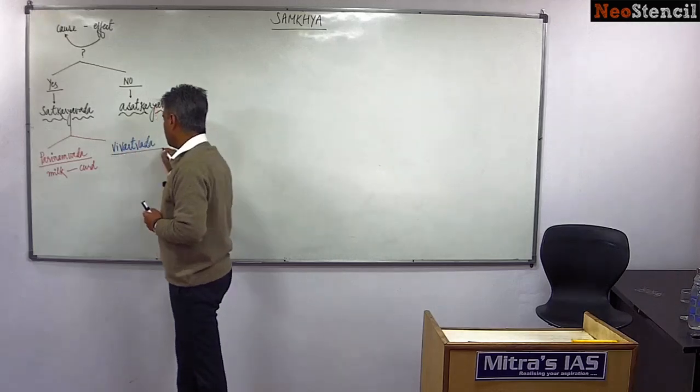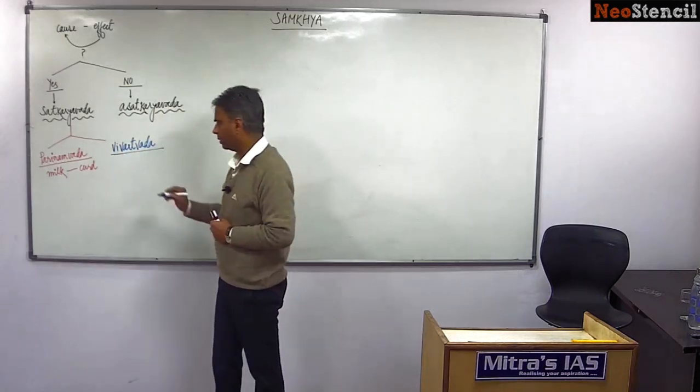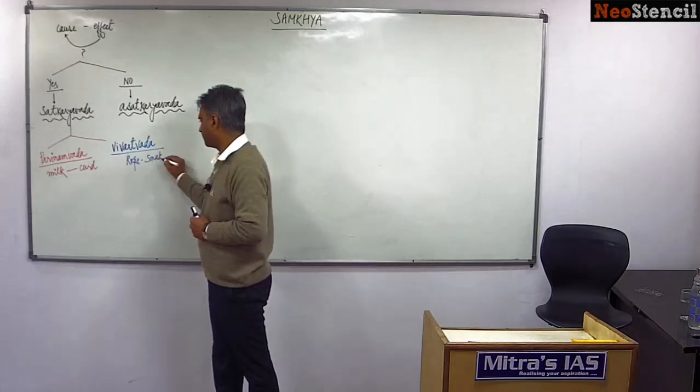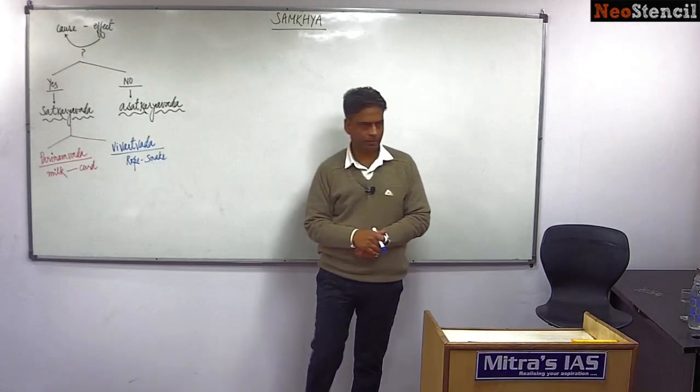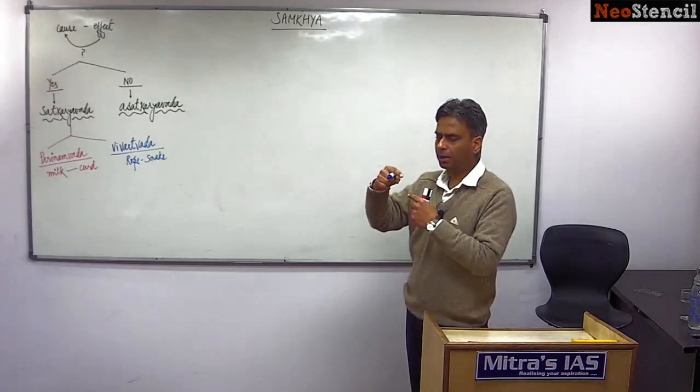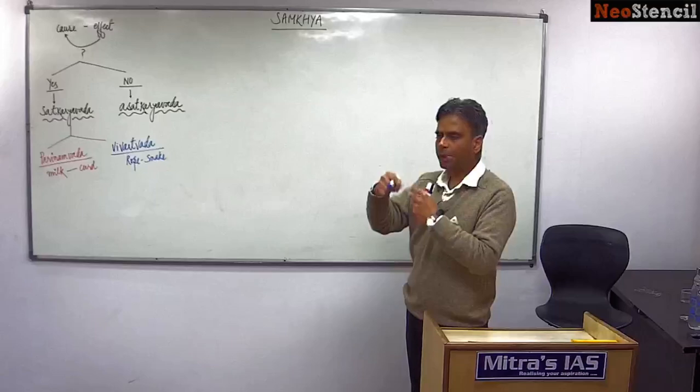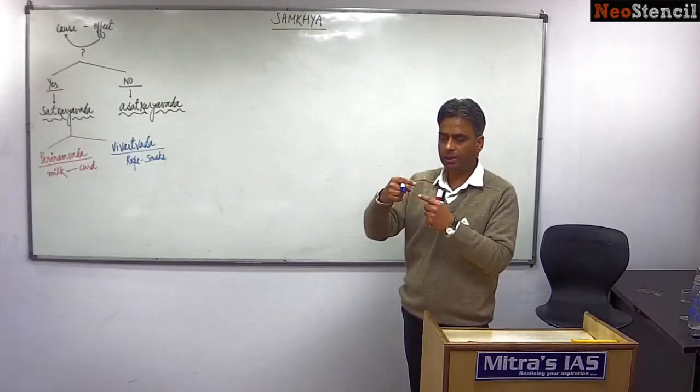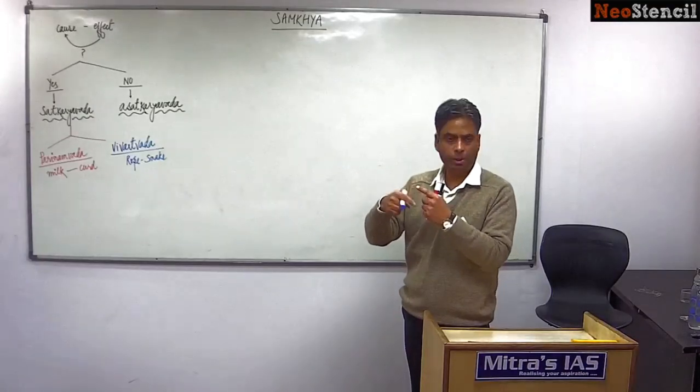This theory is known as Vivartavad. Like for example, rope, snake. In this example, is a rope completely transforming into snake? Just as milk gets transformed into curd, is rope getting completely transformed into snake? No, the snake is only being reflected.